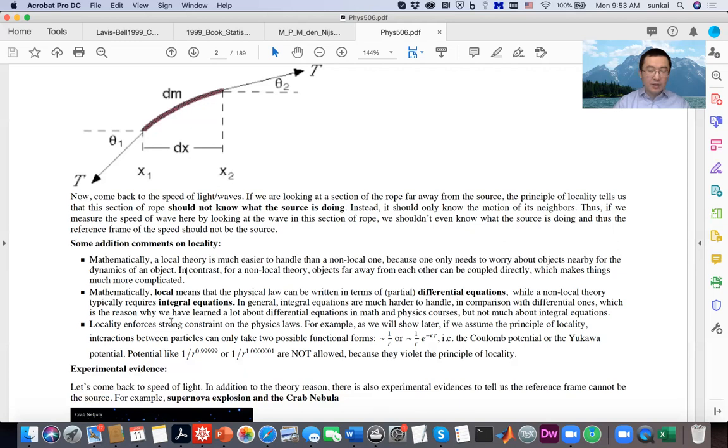Okay. And another thing I want to mention is that this principle of locality actually puts a very important constraint on physics laws. So for example, if we think about, say, Coulomb's law, when I was learning electrostatics as an undergraduate, when we learned Coulomb's law, one thing I was asking myself is why this Coulomb's law is 1/r. Why is it not 1/r to the power, say, 1.000001? Or why is it not 1/r to the power 0.9999? Why is it exactly 1/r, the Coulomb potential?